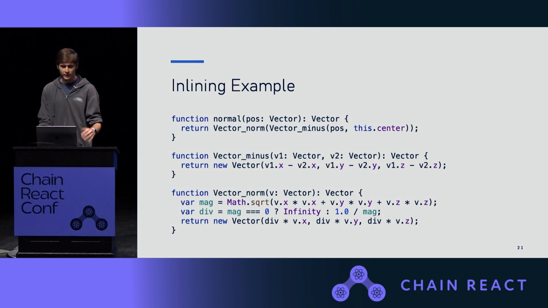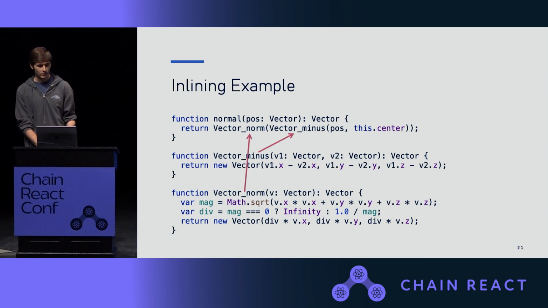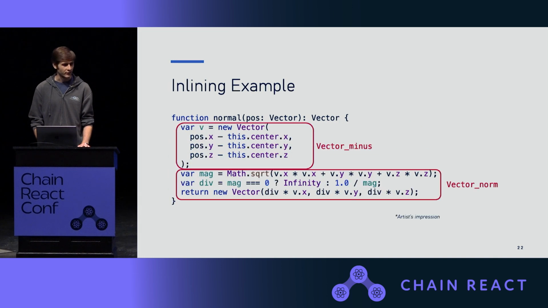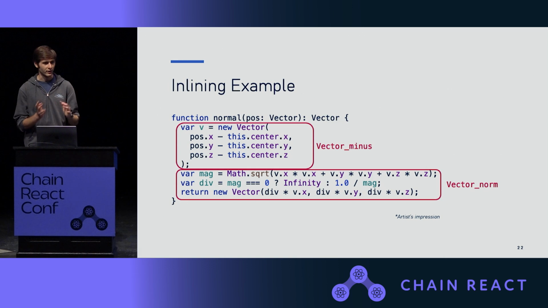The first thing the compiler has to do is realize that the calls to vector norm and vector minus in the normal method are actually these two other functions that have been declared in the source. Once it does that, it realizes that these are good candidates for inlining and can inline the functions. So let's see what happens after that's done. The calls to vector minus and vector norm here have been replaced with their contents.